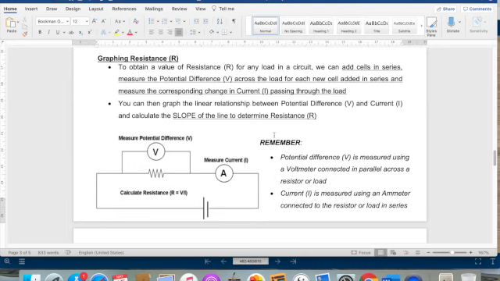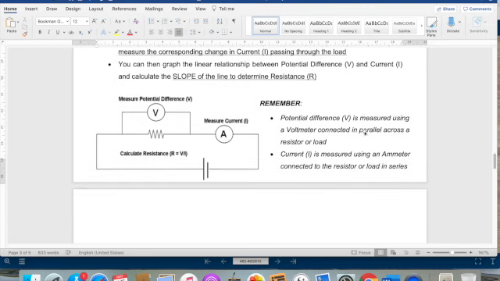Okay, let's just go through this quick. We don't have to talk about graphing it too much. To find the value for resistance, we can add cells in series, measure the potential difference for each load, and measure the change in current through the load. You can then graph the linear relationship of the potential difference and the current and find the slope of the line to find the resistance. It seems really confusing, I know, but here's a battery. We can put an ammeter and a voltmeter in something.